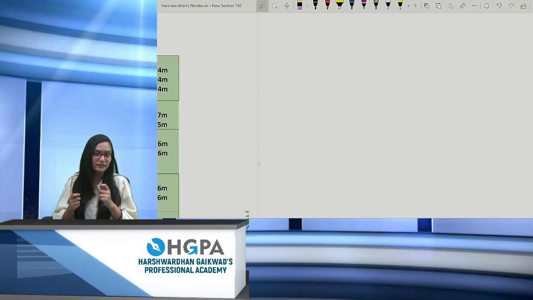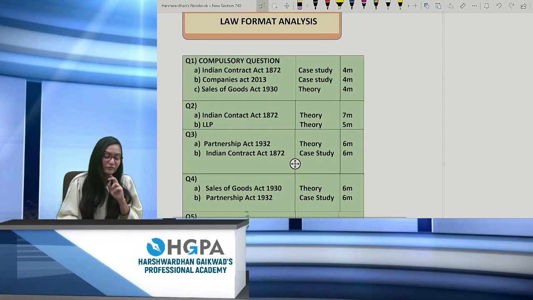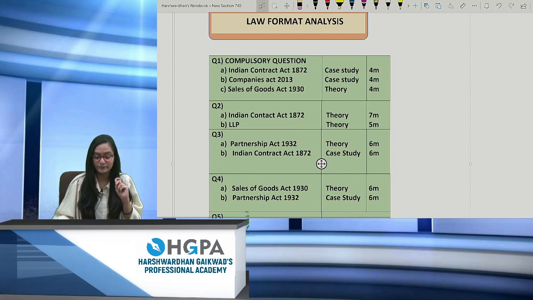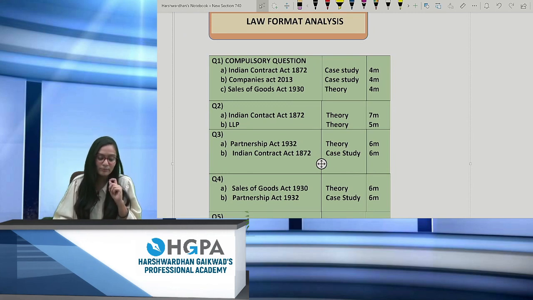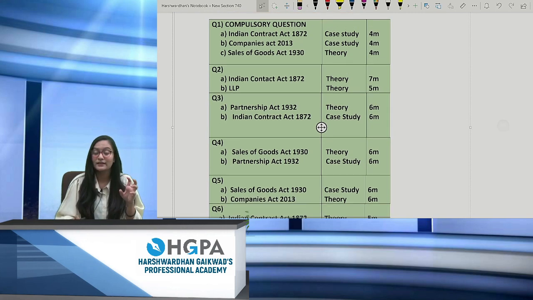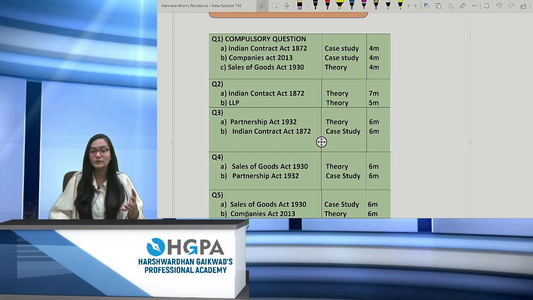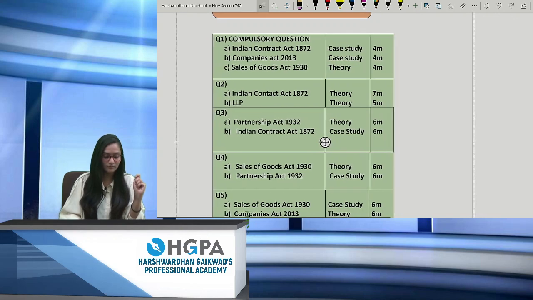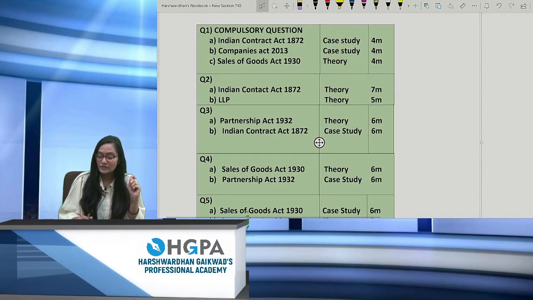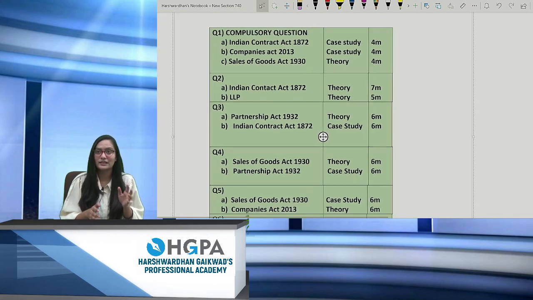Okay. To begin with, let's continue with our first segment, in which I have got the law paper analysis for you. Now let me tell you, this is not my anticipation of what the paper is going to be, but it is derived from my analysis of the past 7 years of CA Foundation papers. So I will first tell you how you're supposed to utilize this.